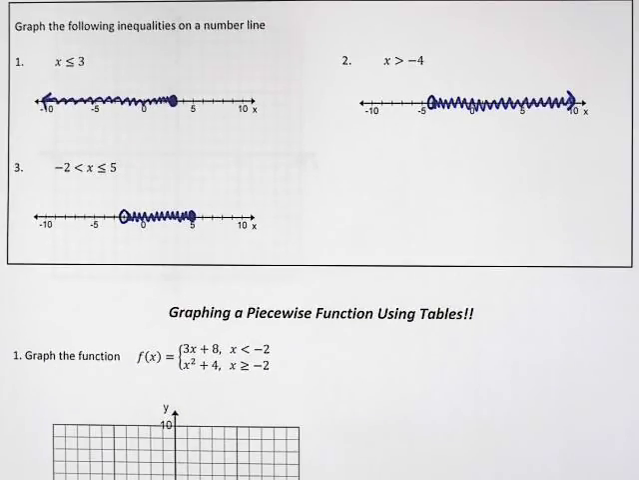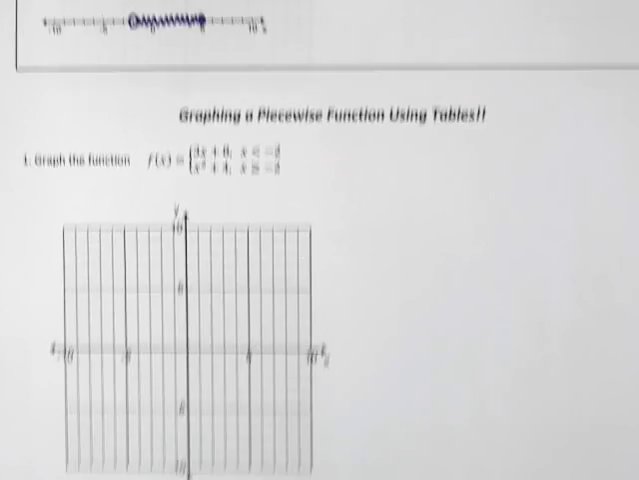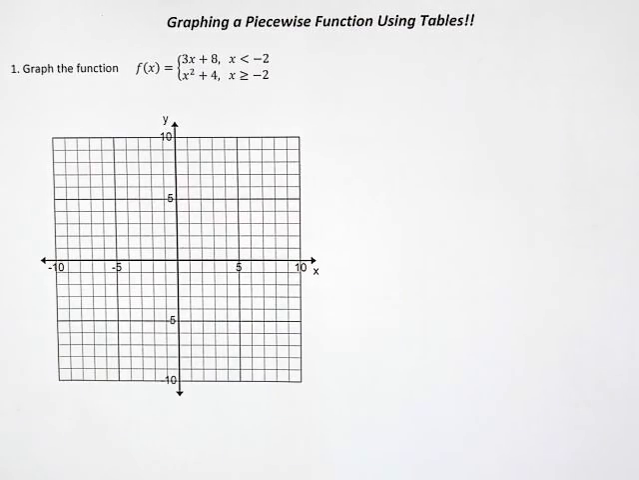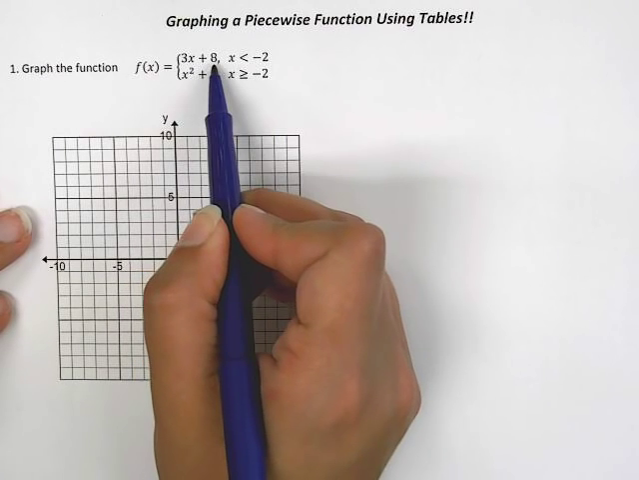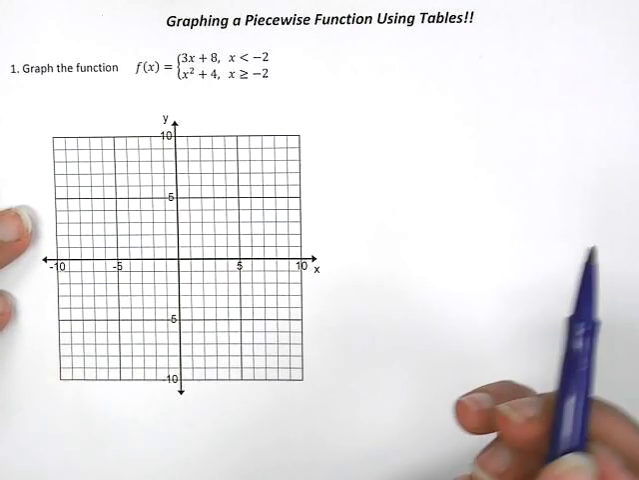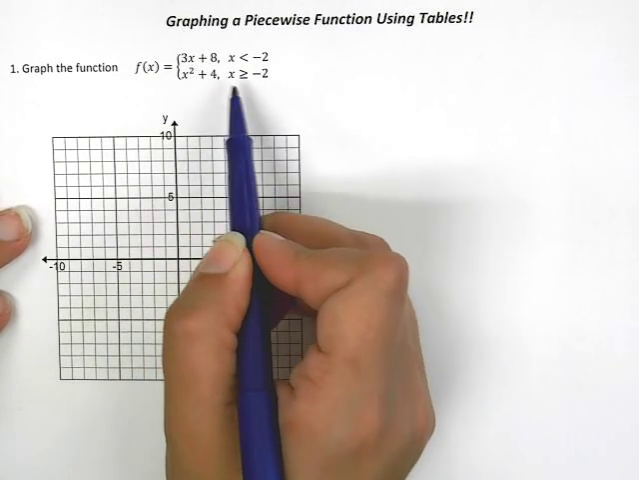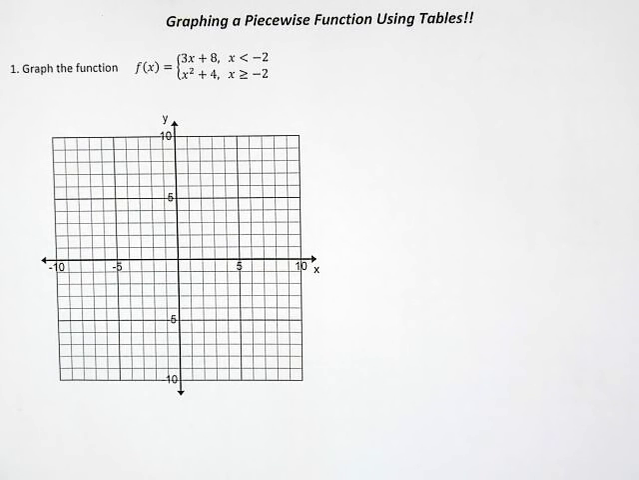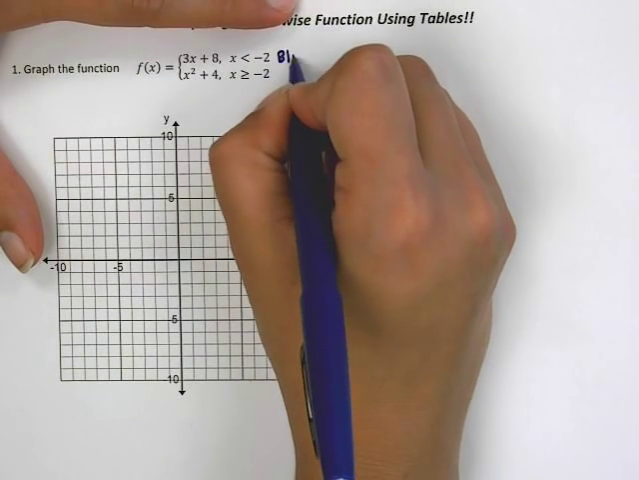So let's take a look at this problem, and we're going to see how we can use that idea of still including the -4 and just making it an open circle in this example. In order to graph this piecewise function, we're going to make a table of values. Now what this says is that our function is going to be 3x plus 8 whenever x is less than -2, and our function is going to be x squared plus 4 whenever x is greater than or equal to -2.